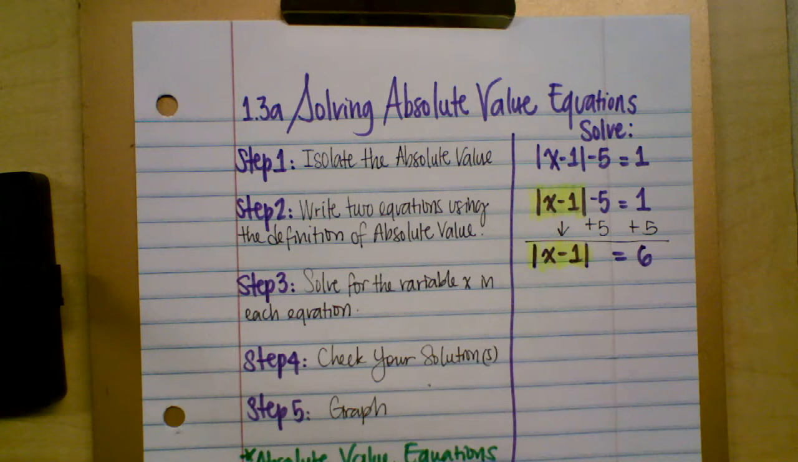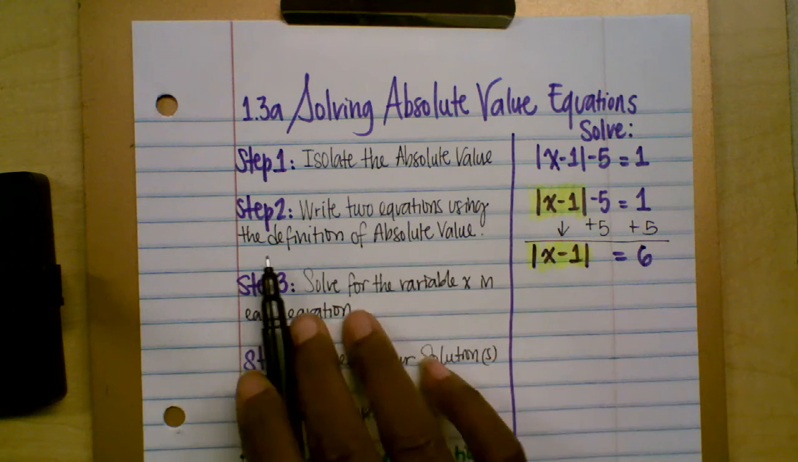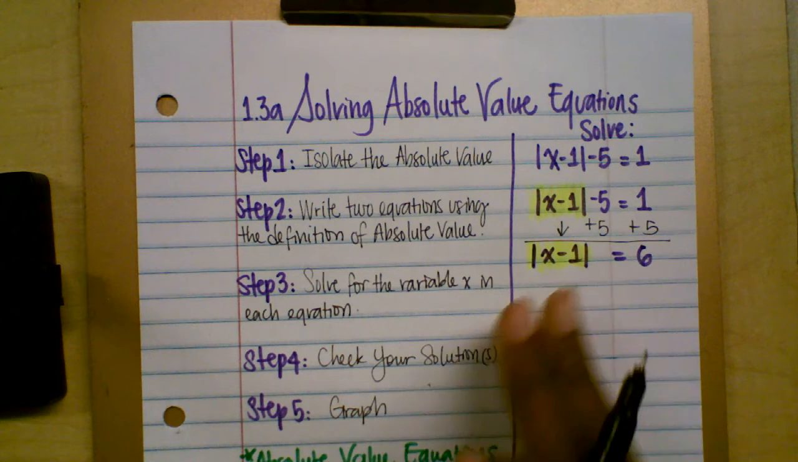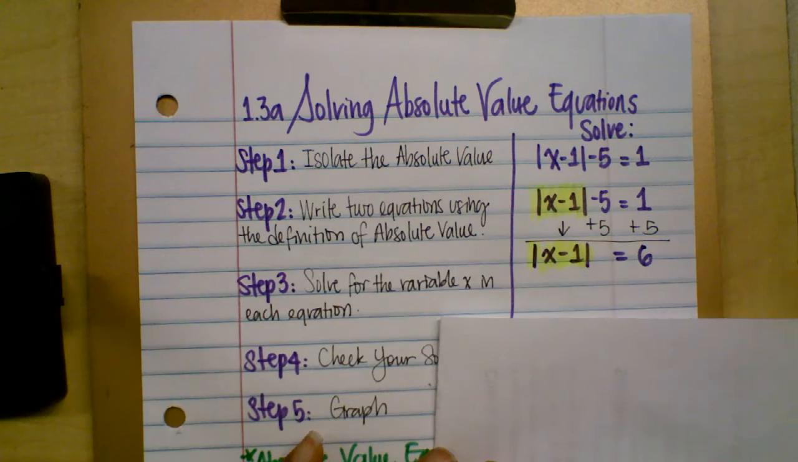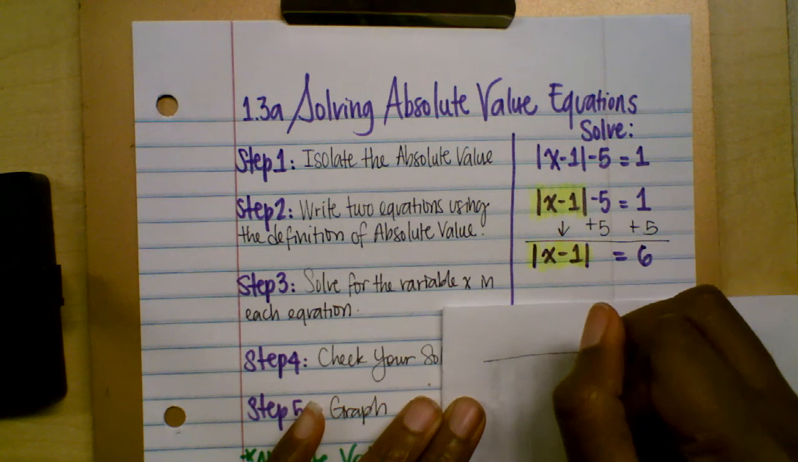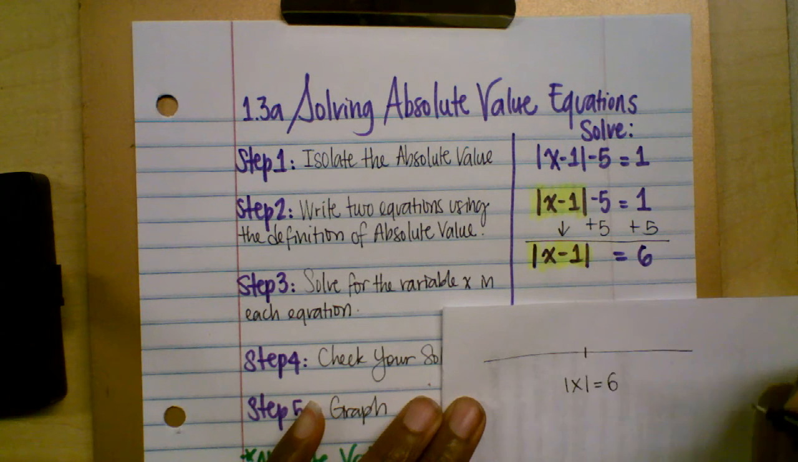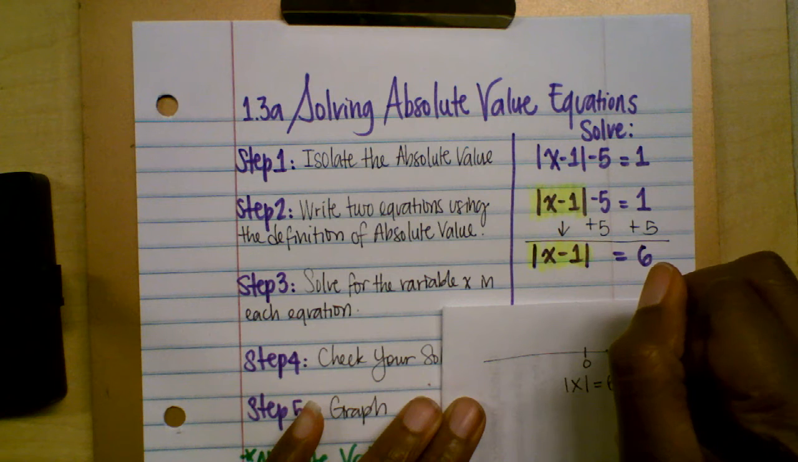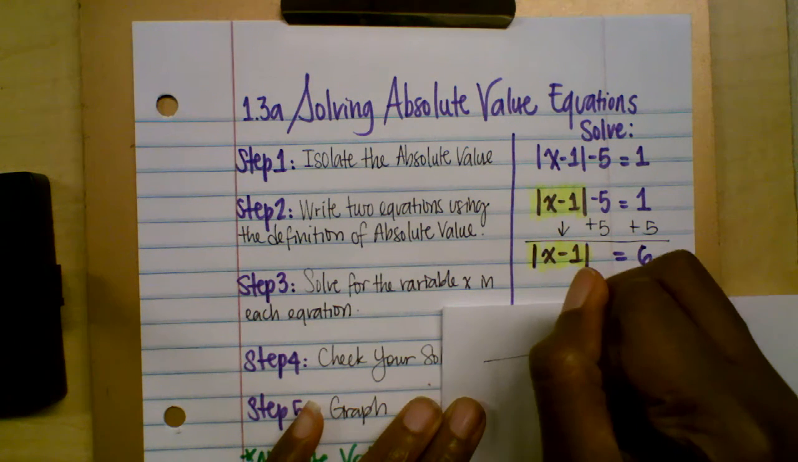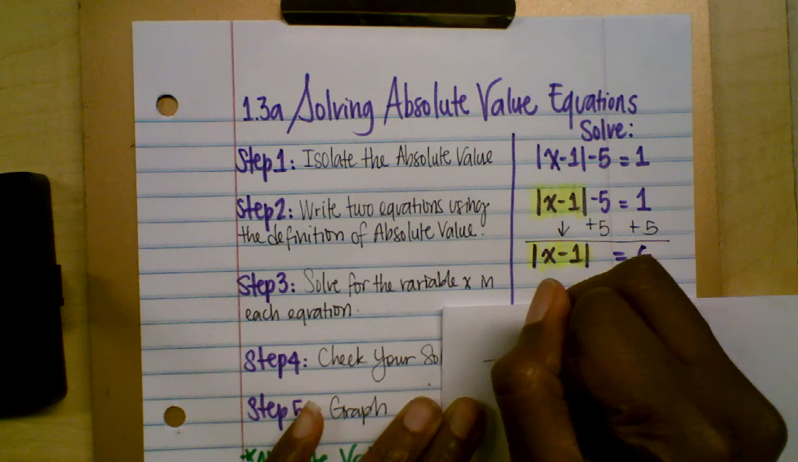For the next step, you're going to write two equations using the definition of absolute value. When they say using the definition of absolute value, it means here that absolute value means distance. It's the distance on the number line. So if I give you the absolute value of x equals 6, they want you to find whatever number has a distance of 6 on the number line.